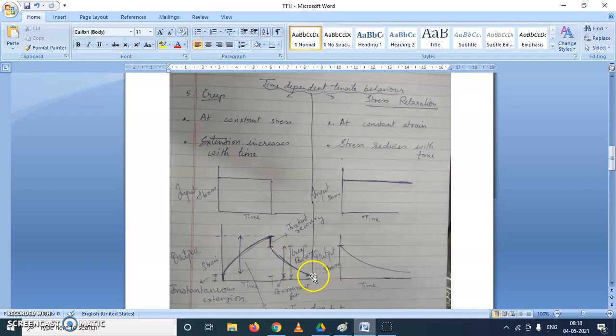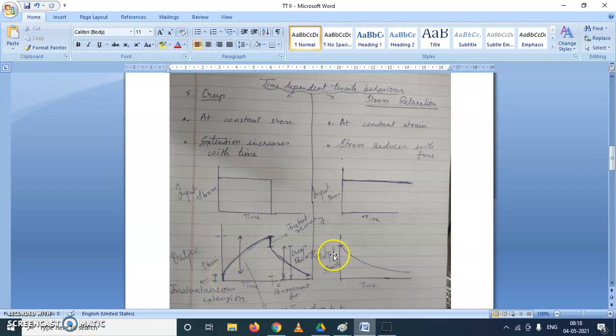Now creep recovery, we can divide it into two parts. This is primary creep and secondary creep, in which with time there is some recovery, and some particular part is permanent set. That means this part is not recovered. So this is time dependent recovery, this is instantaneous recovery, and this is permanent set. We can say here this is instantaneous extension and this is time dependent extension, which is called creep.